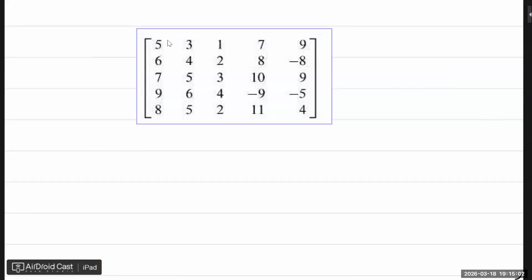And I mean, this is a 5 by 5 matrix, which will be quite a lot to do row reduction on. But you're more than welcome to do row reduction. But hopefully there's some sort of combination.